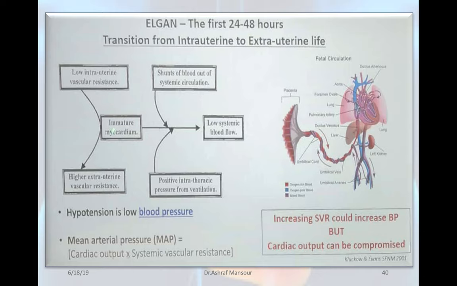So this is the transition from intrauterine to extrauterine, and how the systemic vascular resistance will be affected by removal of the low blood pressure placental area. Increasing the systemic vascular resistance could increase the blood pressure, but cardiac output can be compromised. So increasing the systemic vascular resistance by using dopamine, for example, will increase the blood pressure, but the cardiac output will be compromised by acting against a very high afterload.